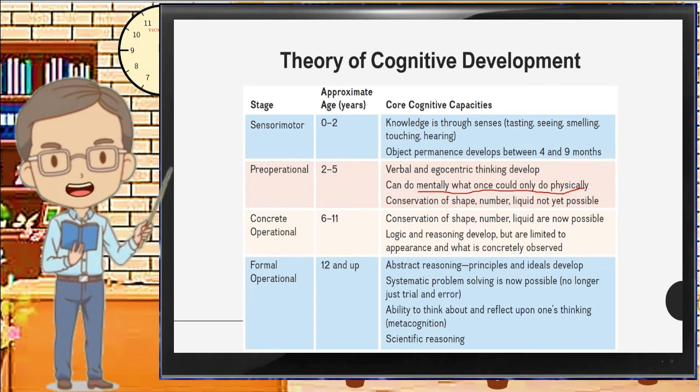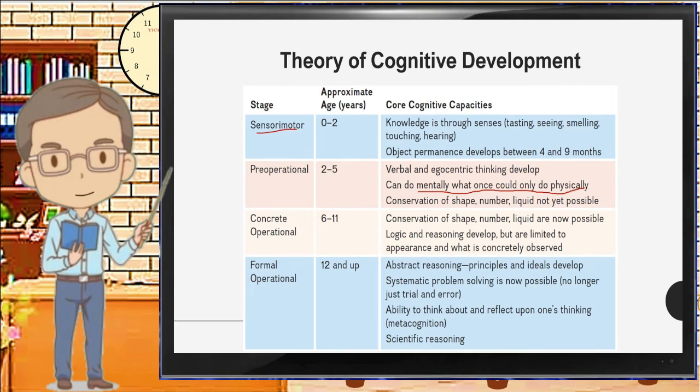For example, before, when you were in sensory motor, you learned that if you drop a glass from the table, then it would shatter. So that's how you learn that things can shatter or things can break. When you're in the pre-operational stage, you no longer have to drop a glass for you to know that it will break.